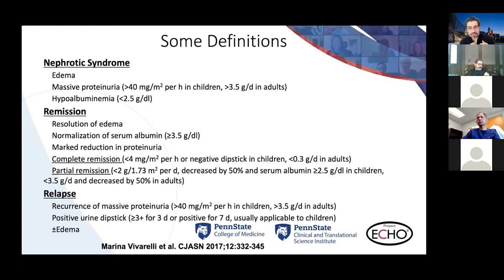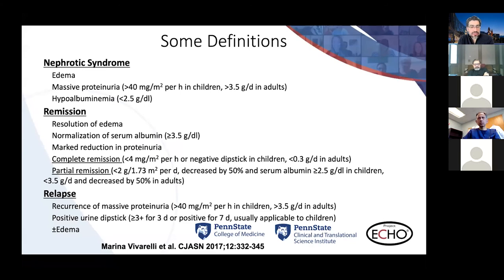Per H, what is per H, Ali? Hour? Per hour, okay. So that's about a gram in a day. It's 1 gram in a day? Gram per meter square. A gram per meter square. So this is how it is. Okay, thank you. And low albumin, less than 2.5.